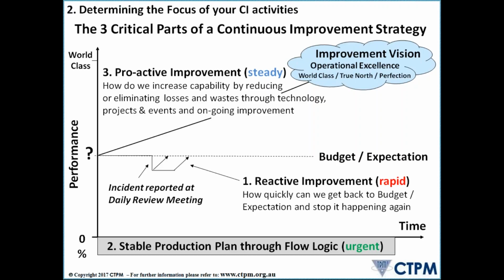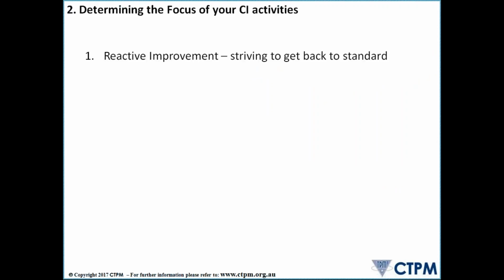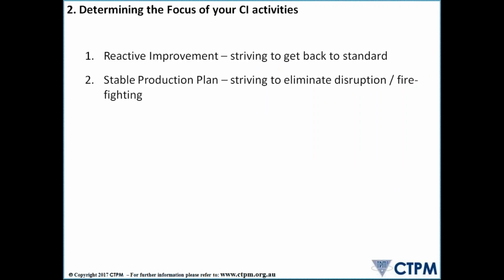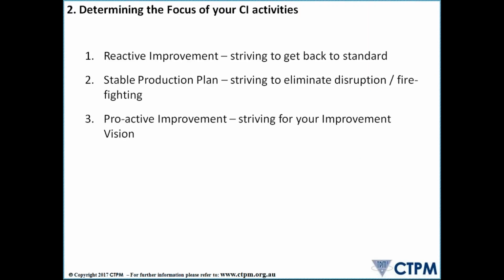So again, in putting our plan together and creating a template, we need to make sure we do cover these items off. So just in summing that up, in our focus we have our reactive improvement, which is striving to get back to standard, stable production plan, striving to eliminate disruption and firefighting so we can strive for our improvement vision through our proactive.